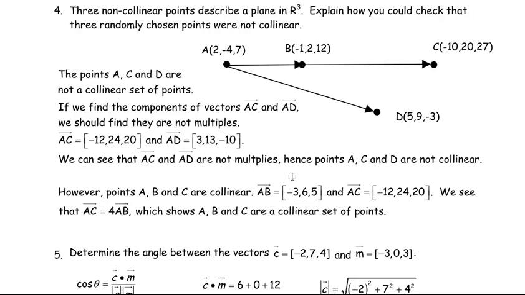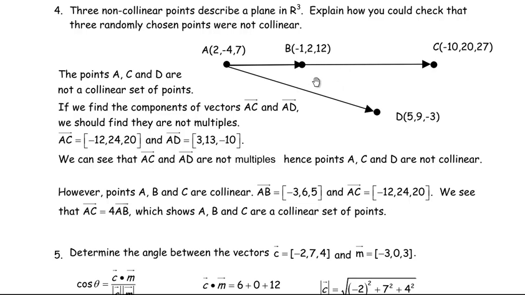And I just noticed that I misspelled multiples. So there, we'll fix it. So AC and AD are not multiples. So points A, C and D are not collinear. However, if you had 3 points that were collinear, like these three here, notice that they all follow a straight line, then you should find, for example, that AB and AC, or also BC, I didn't do BC, but they should all be multiples of one another.